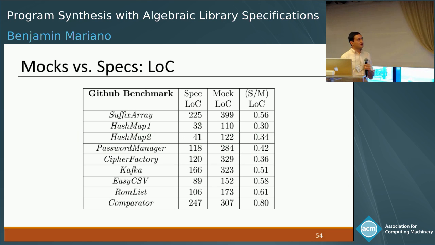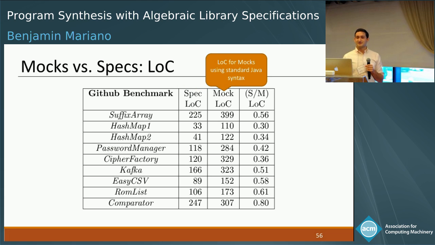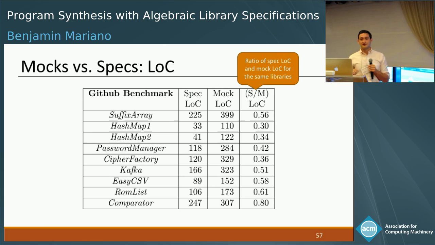OK. So here is part of our results. On the left-hand column, you can see our benchmarks, so 9 benchmarks from GitHub. And in this table, we're going to compare how many lines of code we used to write the specifications, these algebraic specifications, versus these mocks, which you'll remember are these simplified Java implementations. So this first column is the lines of code we use for the specifications. The middle column is the lines of code we use for the mock. And the last column is the ratio of lines of code we use for the specifications versus the mocks.